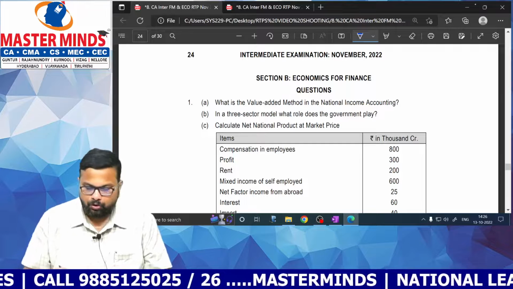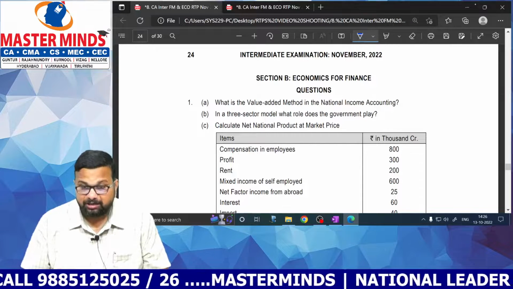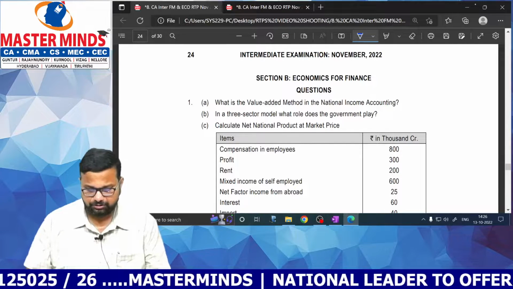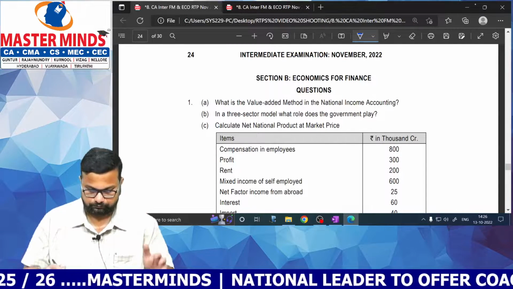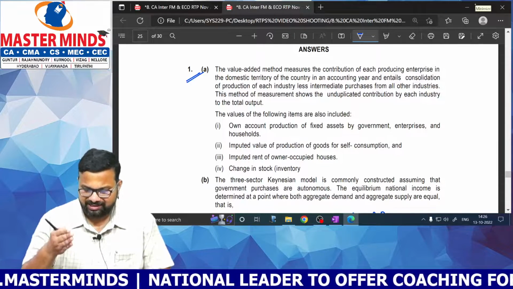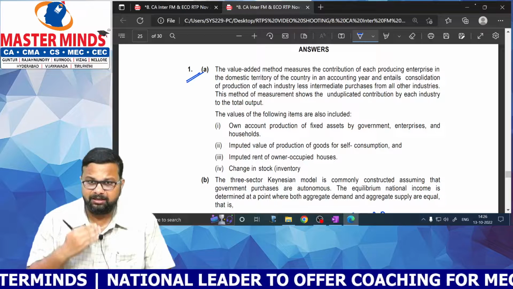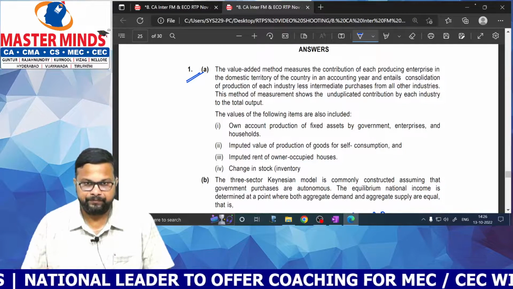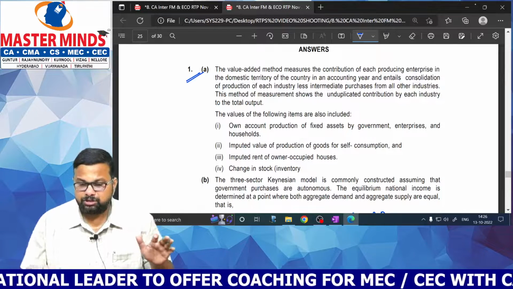First question, 1A. What is the value added method in national income accounting? Basically, when it comes to national income accounting, we have three different methods, right? He's asking about the first method, the product method. Let us see the answer given by ICAI. The entire answer is there in our material, in national income accounting, question number 11.